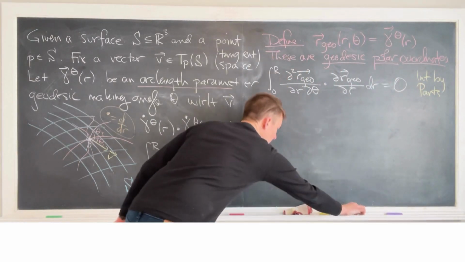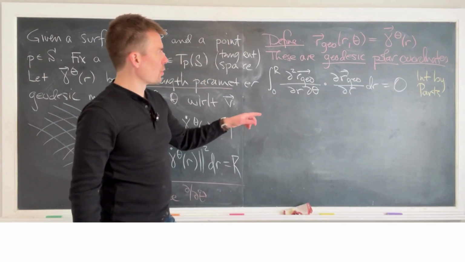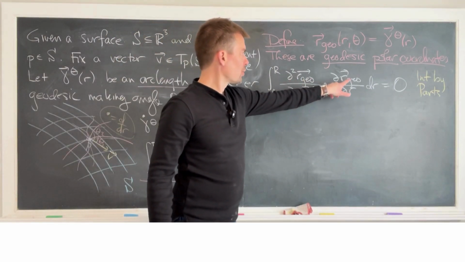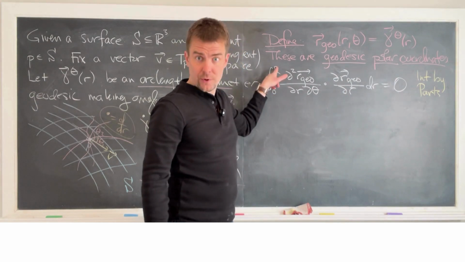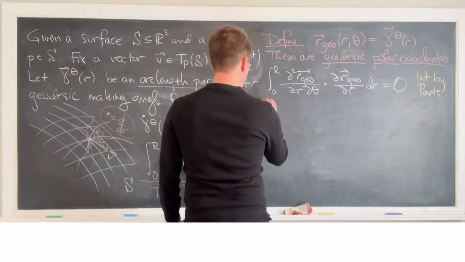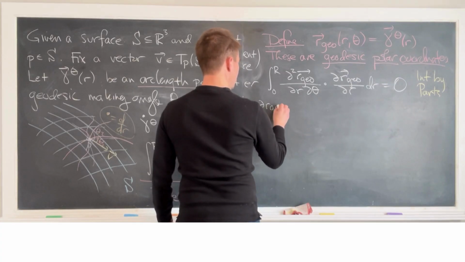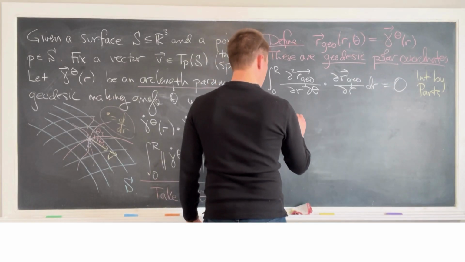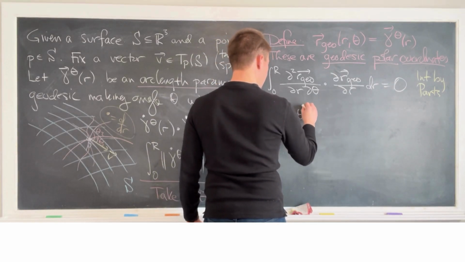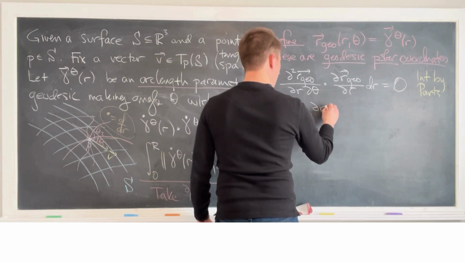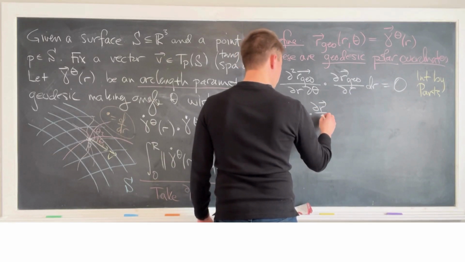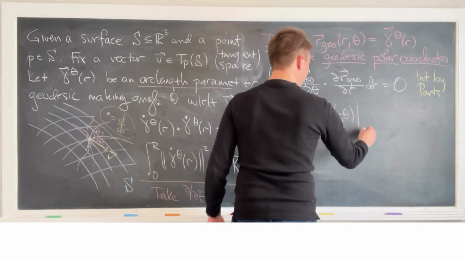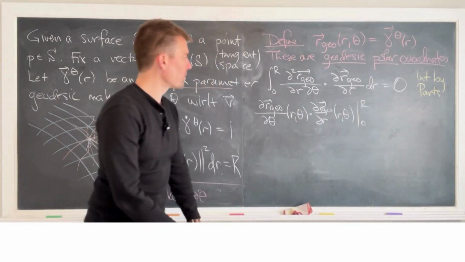Okay. If we integrate by parts, what's going to happen? If I integrate by parts, I'm going to have the partial of r geo with respect to theta, dotted with the partial of r geo with respect to r, evaluated from 0 to capital R.